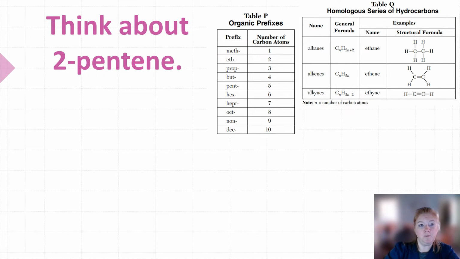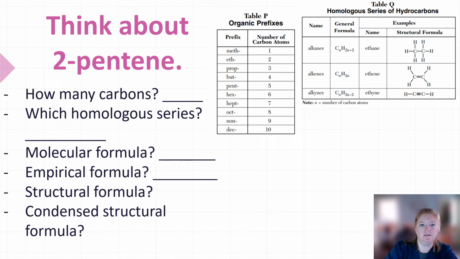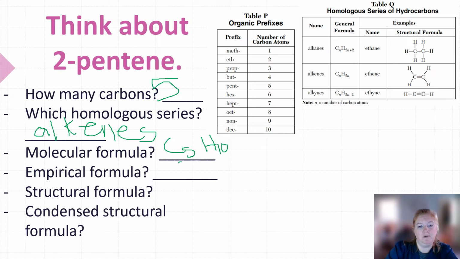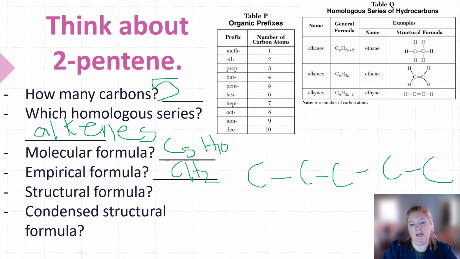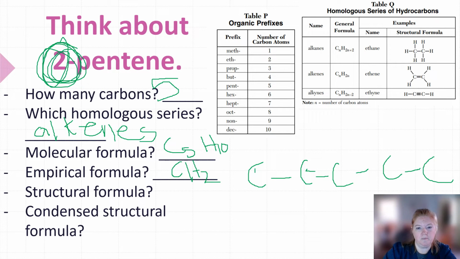All right, think about 2-pentene. So this is almost the same as we just did. The first part is going to be exactly the same. 5. It's still alkenes. Molecular formula is still C5H10. And empirical is still CH2. Structural formula is still going to start with pent. I'm going to start with my chain of 5, but this time, this 2 tells me the double bond belongs on carbon number 2. Carbon number 1, carbon number 2. So you put it right here.